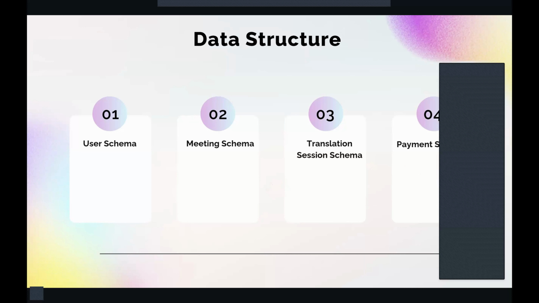For our data structure, at this stage, we divide it into 4 schemas. First is the user schema, the second is the meeting schema, the third is the translation session schema, and finally the payment schema. So for the user schema, we will input the user's ID and their name, email, password and mobile phone number, because we design for a mobile application. So it's very important to record their mobile number and WeChat, this kind of information.